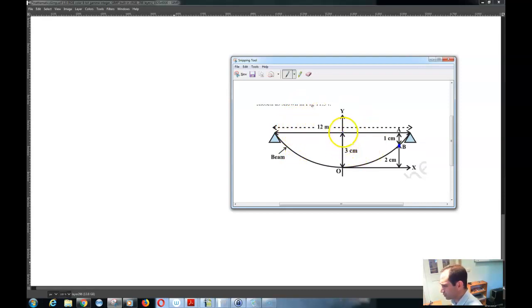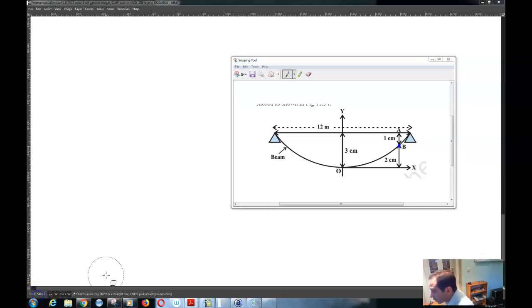But the problem is that the focus of the parabola has not been given to me. Okay, so let me read the solution. Let me see what the solution is. I'll come back with the solution. Well, it turns out that the solution is actually pretty simple.